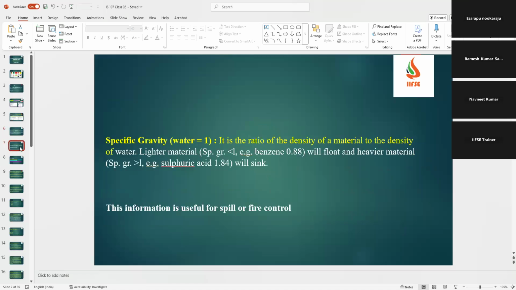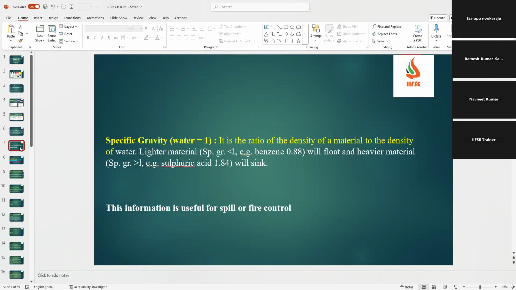Then specific gravity. Always we compare with water. So water's specific gravity is 1. Basically it is the ratio of the density of the material to the density of water. So it is a simple comparison with water. When you say lighter materials, it will be less than 1, for example benzene, 0.88. Whenever the specific gravity of the material, which means the weight of the material, is less than water, it will float on water.